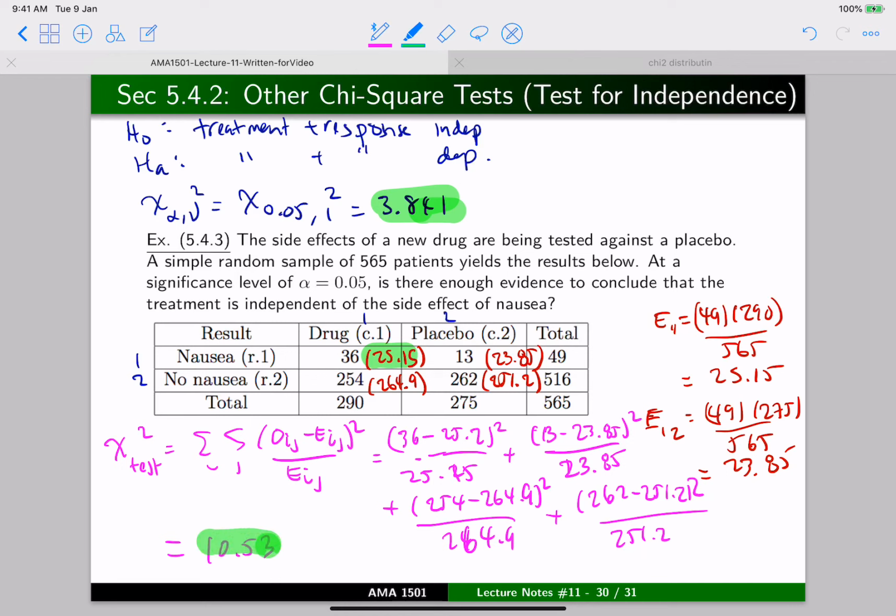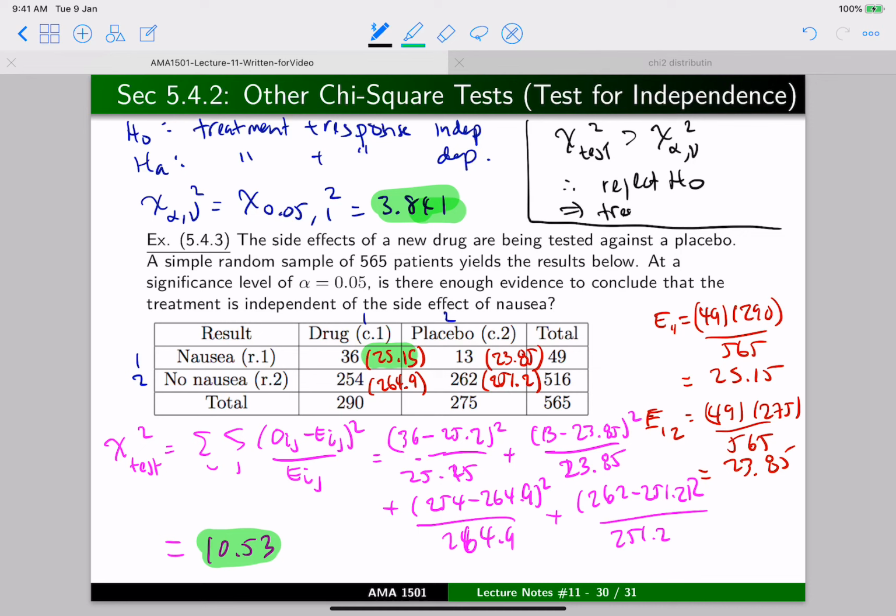And if we compare these two, we can conclude that the chi-square test statistic is greater than the chi-square for the critical region. So therefore, we reject the null hypothesis, and treatment and response are dependent. Okay.